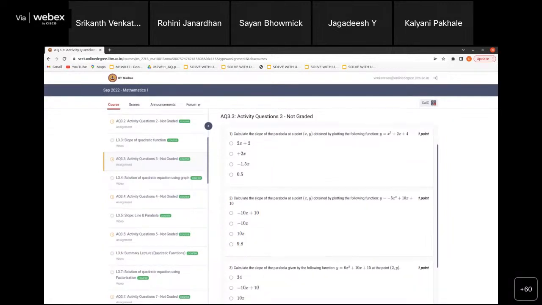We just change the function. So here we have given minus 5x square plus 10x plus 10. The same thing, use 2ax plus b. You will get minus 10x plus 10. But see, in both the cases, if your a is non-zero and b is non-zero, you will have two terms in your slope. So these are the observations I am talking about.